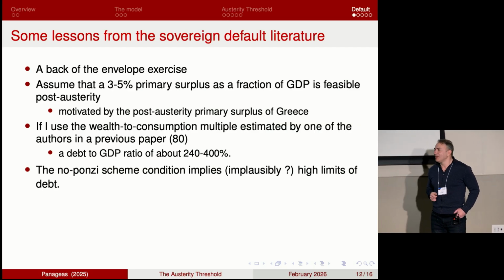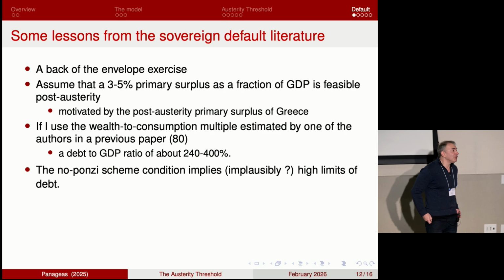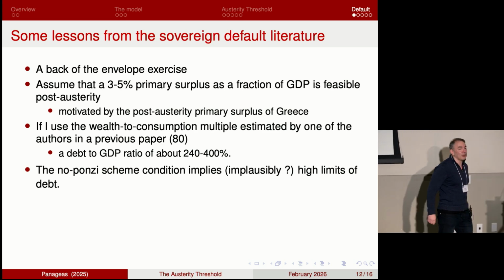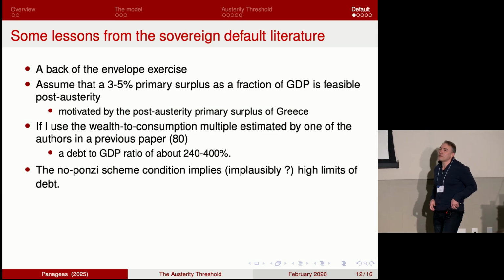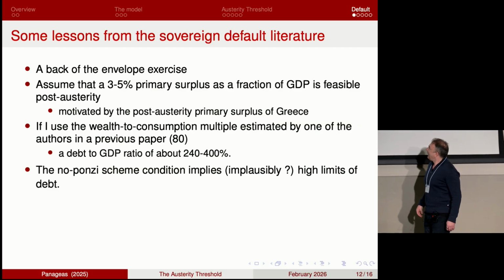And here I'm going to put my Greek hat back on and tell you what happened with Greece when it got to its austerity program, okay? So here's the back of the envelope exercise. Greece, after it went through a savage austerity program, right now we're running about a 5% primary surplus. It was brutal, can be done.